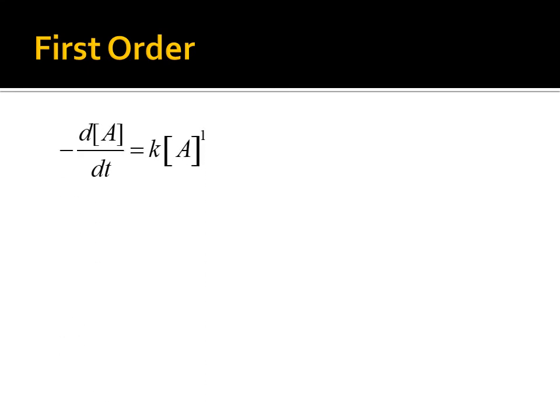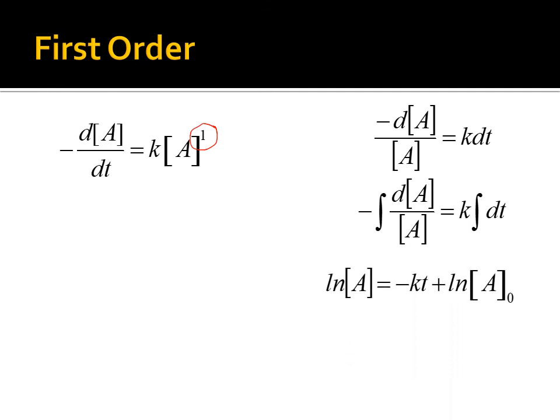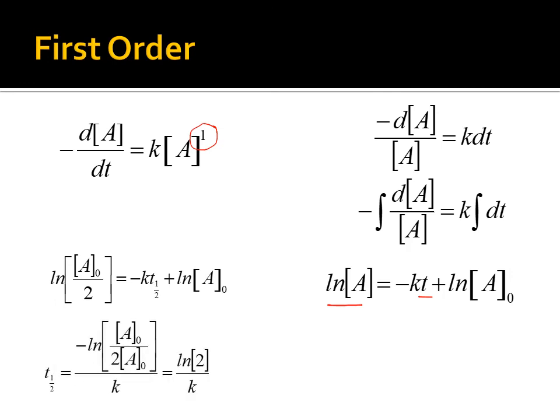And for a first order reaction, the order of the reaction is 1. Therefore, you can do it in a similar way and obtain the relationship between time and concentration by integration, and you can obtain this equation. Therefore, ln A is linearly related to the time, and you can calculate the T half also using this equation.